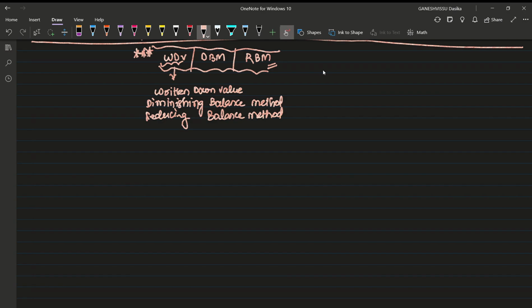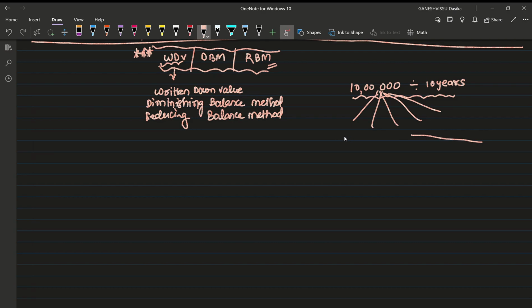Before discussing the written down value method, let us have a small recap of the straight line method, because it is relevant. If we have purchased an asset for 10 lakh rupees and we are using it for 10 years, the value of the machinery will be evenly distributed among the 10 years, 1 lakh rupees each year. The amount of depreciation will be charged to the profit and loss account evenly.